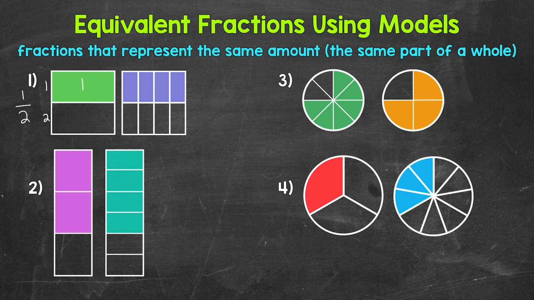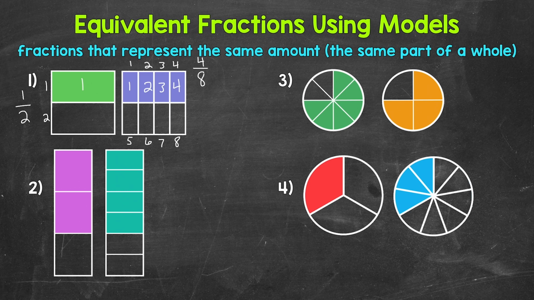The other square was divided into 1, 2, 3, 4, 5, 6, 7, 8 equal parts. So 8 is our denominator. And then 1, 2, 3, 4 parts are shaded in. So 4 is our numerator. 4/8 of that square is shaded in. So the square on the right is representing 4/8.